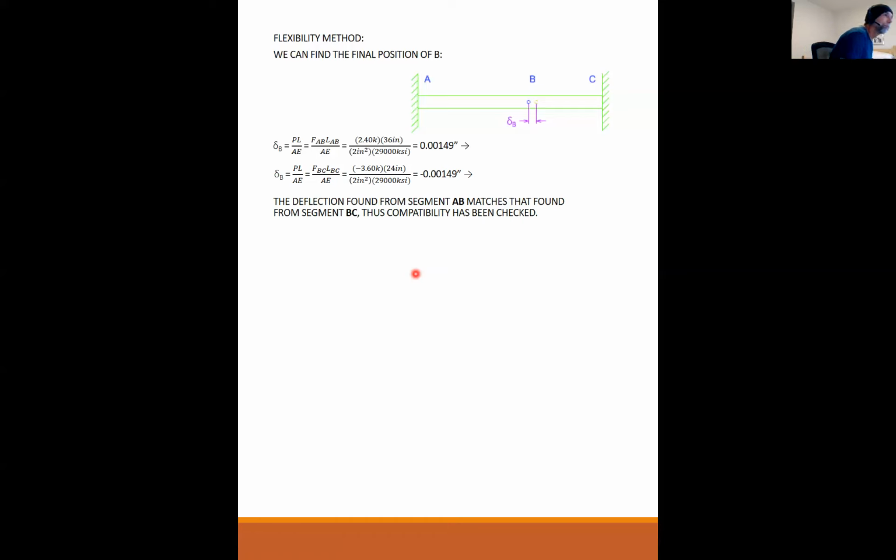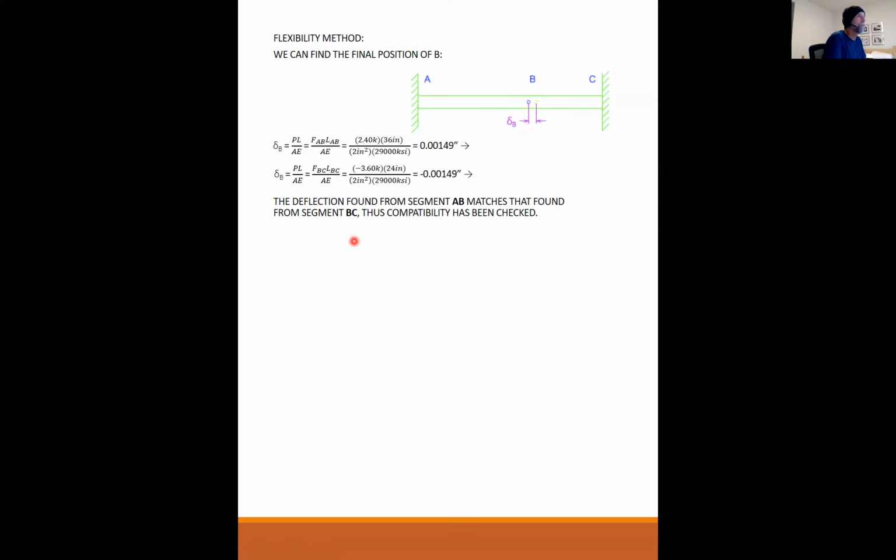Okay, so again, we have the flexibility method or the compatibility method. Final answers would be 2.4 and minus 3.6. Yes. If the question was, what are the forces in A, B, and B, C, then those answers would be correct.